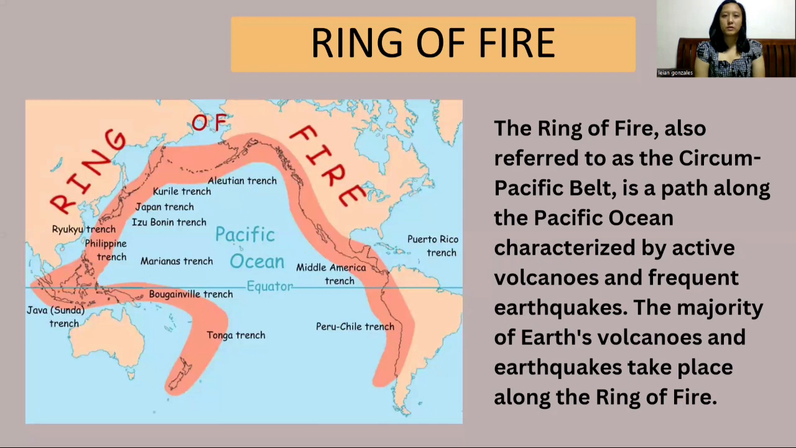Next, before we start, let's discuss the Ring of Fire. The Ring of Fire, also referred to as the circum-Pacific belt, is a path along the Pacific Ocean characterized by active volcanoes and frequent earthquakes. The majority of Earth's volcanoes and earthquakes take place along the Ring of Fire.